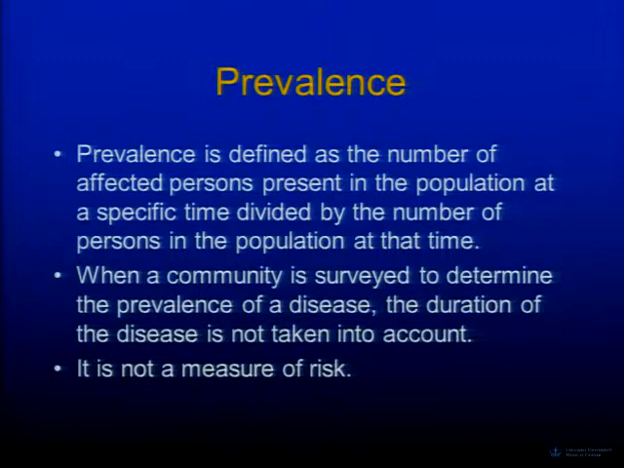So instead, if I asked you, how many of you have ever been diagnosed with rheumatoid arthritis? I'm asking, I don't care when it happened, I'm just asking how many have rheumatoid arthritis. That would be a prevalence rate. And that's some of what we're going to be talking about, the kind of studies we're talking about today. So when a community is surveyed, with you guys being the community, to determine the prevalence of a disease, we don't take into account the duration of the disease. We're just asking, have you ever had it? So it's not really a measure of risk. There's no time concept in there like you get with the incidence rate.